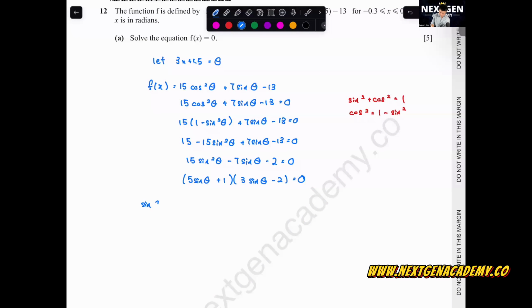Okay, we split it up. Sine theta equals to negative 1 over 5. Sine theta equals to 2 over 3. Okay, convert it back. Sine (3x plus 1.5) equals to negative 1 over 5. Sine (3x plus 1.5) equals to 2 over 3.